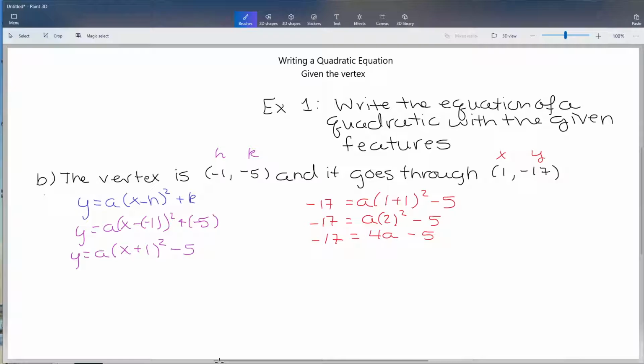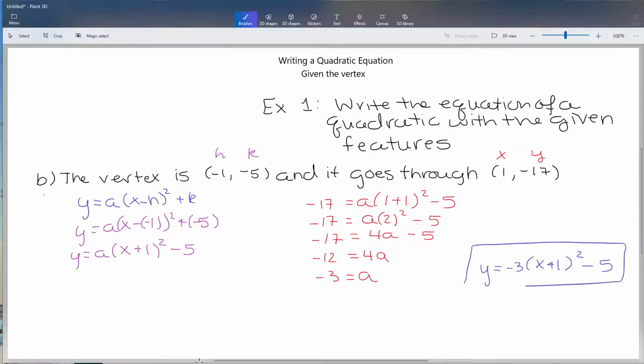I'm going to add 5 to both sides to get rid of this minus 5. So negative 17 plus 5 is negative 12. Divide both sides by 4. Okay, and I get a equals negative 3. So then the last thing I'm going to do is go back to my equation and I'm going to plug in my a value. So a is negative 3, x plus 1 squared minus 5. Okay, and this is my final answer right here, my quadratic equation in vertex form.